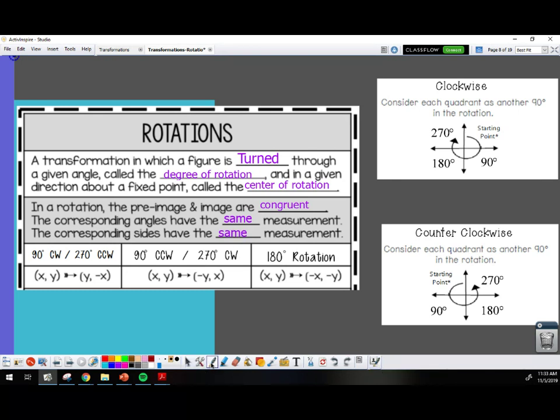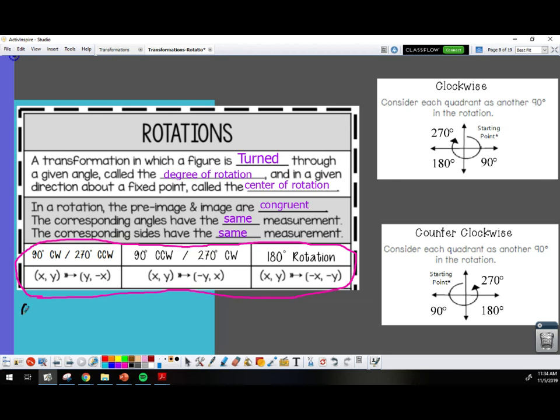Below, this is probably the most important part of all of your notes. These are the rules of rotation. Just like we had rules for reflections and translations, these are your rules for rotations. It says for 90 degrees clockwise, this is the same as 270 degrees counterclockwise. Our rule would be given your original x and y.